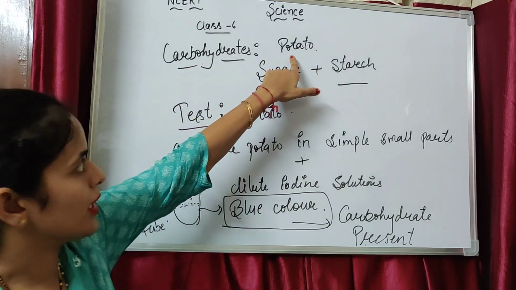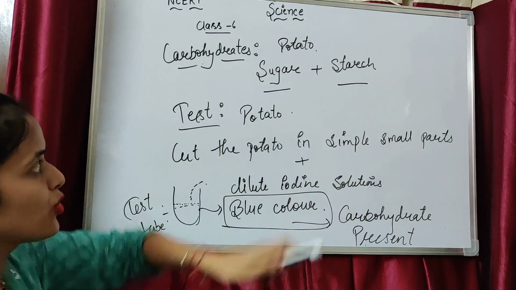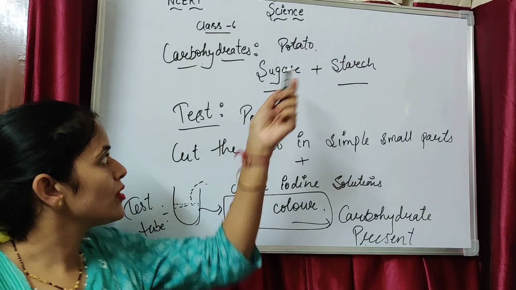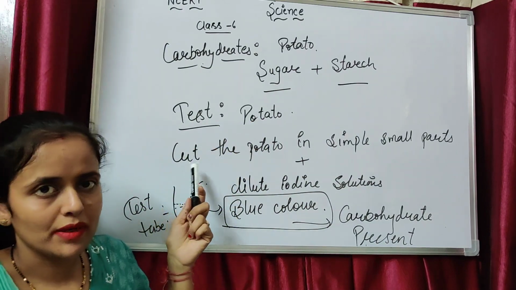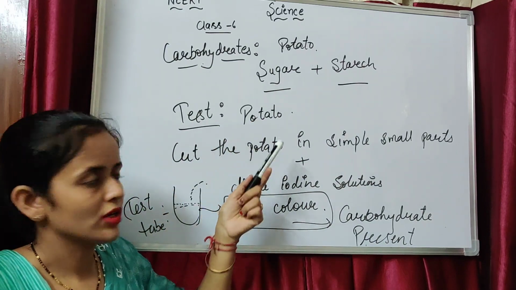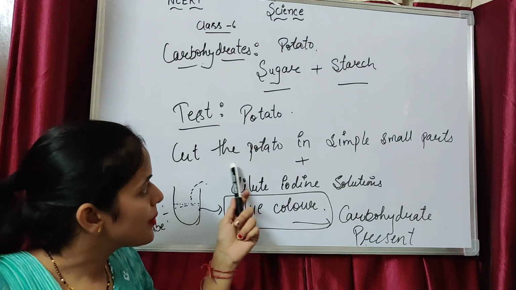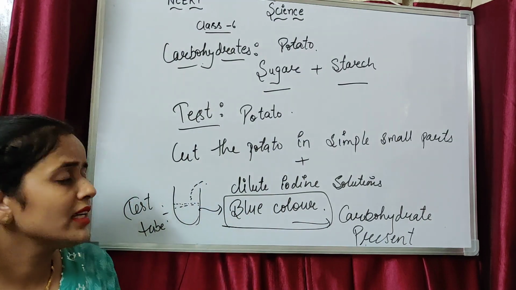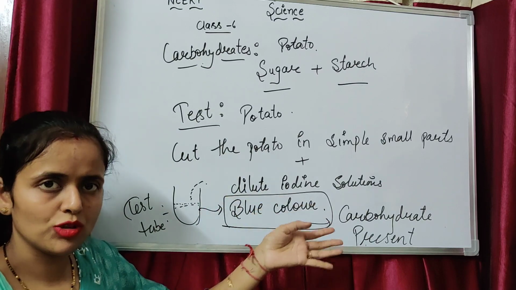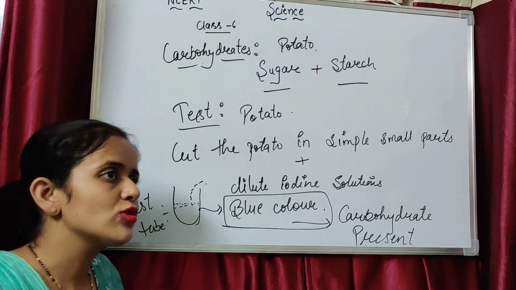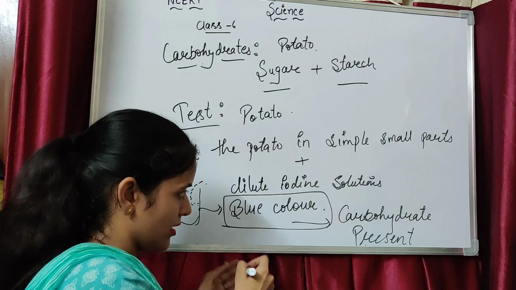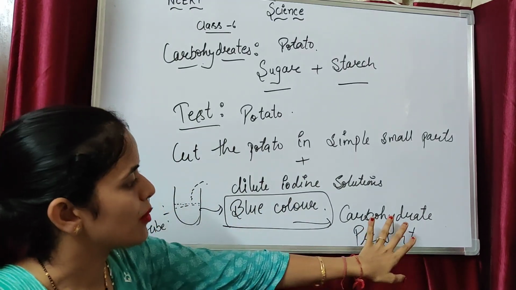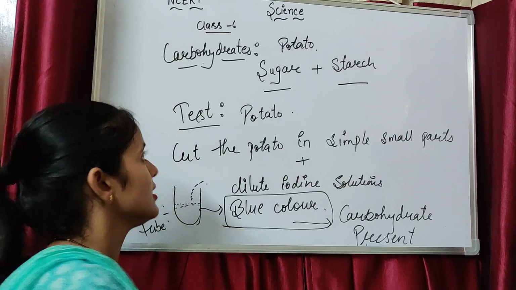Carbohydrate example: potato. Carbohydrate is present in two major forms, sugar plus starch. So we take a test to examine whether carbohydrate is present or not. Cut the potato into small parts and put them in the test tube. Add some dilute iodine solution into that test tube. If the solution turns blue in color, then carbohydrate is present. Clear?